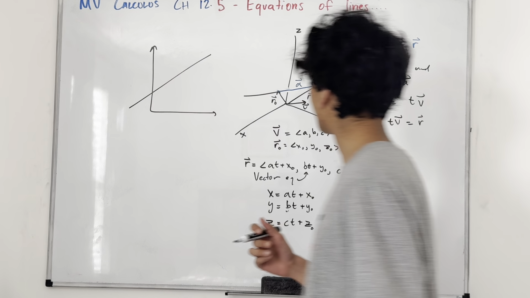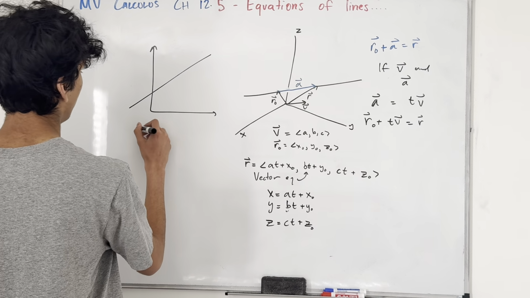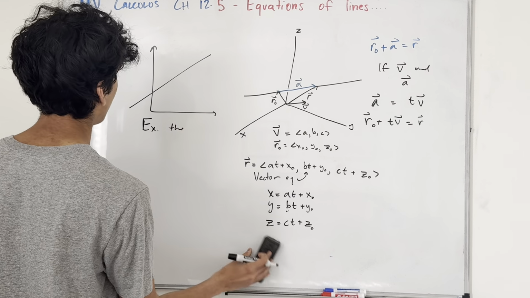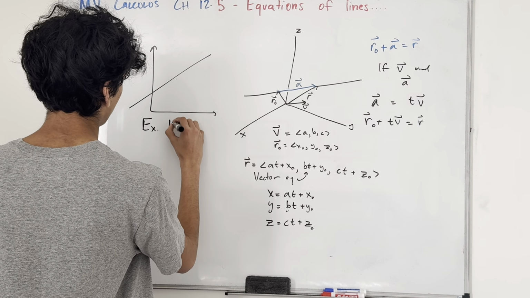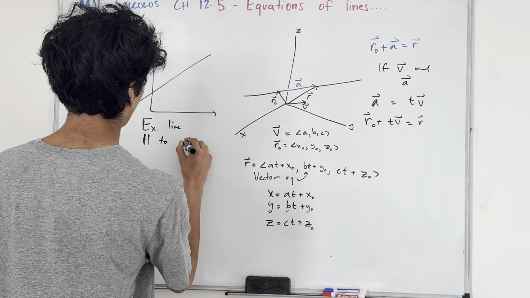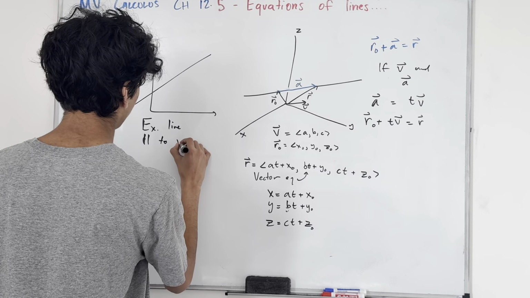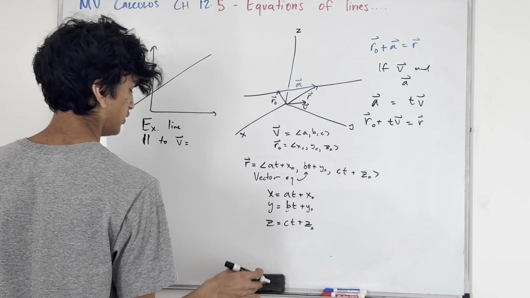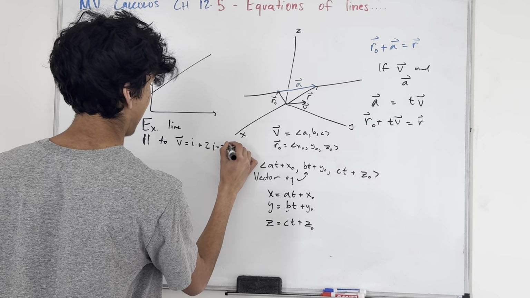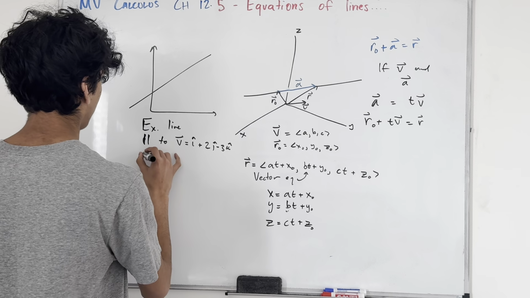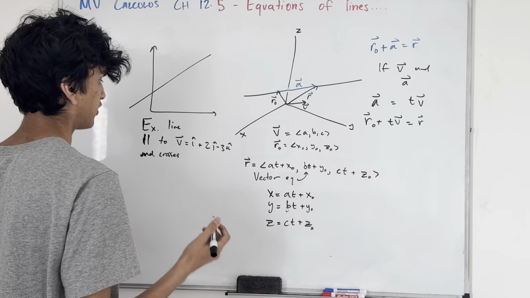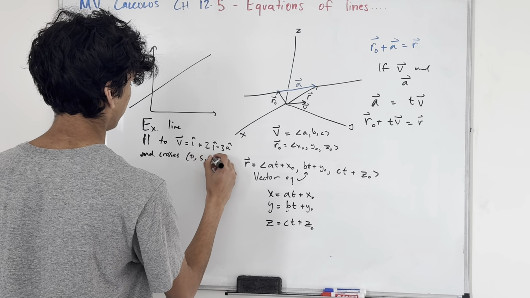So just as a quick example, let's write the equation of a line. An equation of a line that is, let's say, parallel to this vector, so we'll say i plus 2j minus 3k hat. I've got to add the hat. And let's say it crosses the point (0, 5, -1).